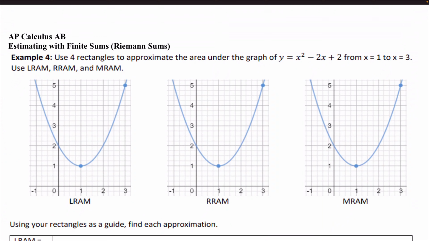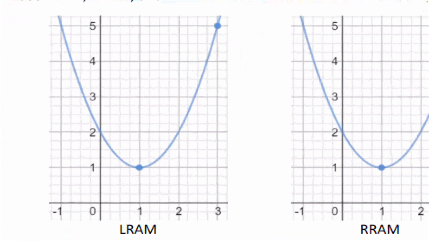Because you need 4 rectangles. If I just have 2 rectangles, they would each be 1 unit. But I need more than 2. I need double that. So that means they need to be half a unit wide. Okay? You take how wide it is on top, divided by the number of rectangles on the bottom. Okay? So, first one is going to be LRAM. So let's go LRAM.